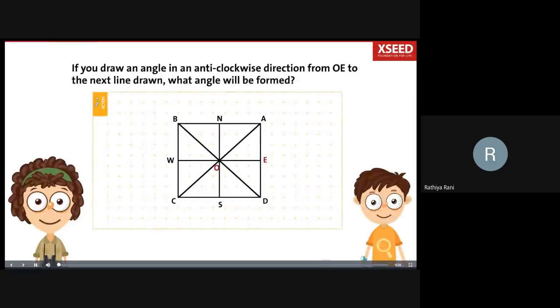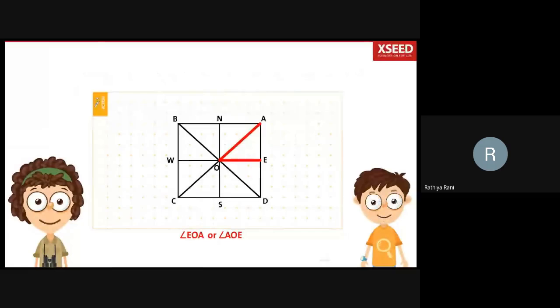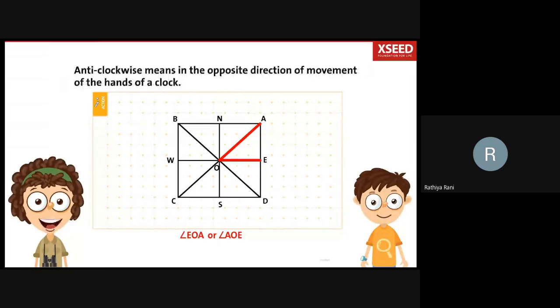Now listen to the screen. Sid, what is your answer? Angle EOA, which we can also call angle AOE. Very good, Sid. Anti-clockwise means in the opposite direction of movement of the hands of a clock. The first line in an anti-clockwise direction from OE is OA. So the angle formed between arms OA and OE is angle AOE or EOA.